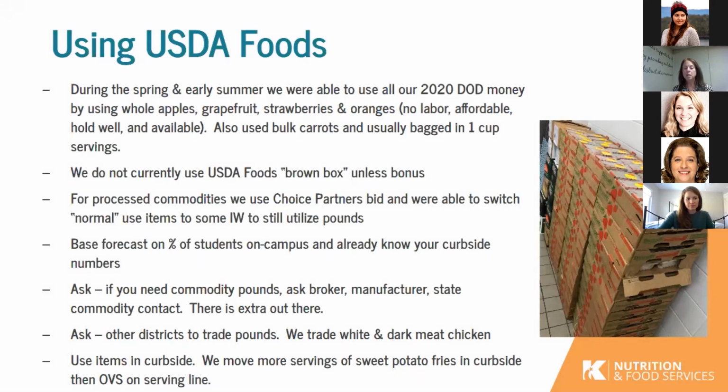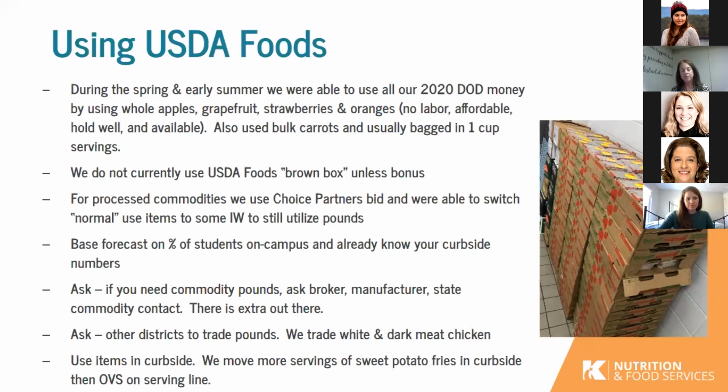For our processed commodities, one way to utilize those items is that we participate in a Choice Partners bid, and we were able to switch from some of our normal items from the manufacturers to some of the individually wrapped items. Not a lot, but we try to still utilize our pounds in items that work for the Klein To Go. Again, we process probably 70% of our commodity allotment, so we're always trying to work down that inventory.